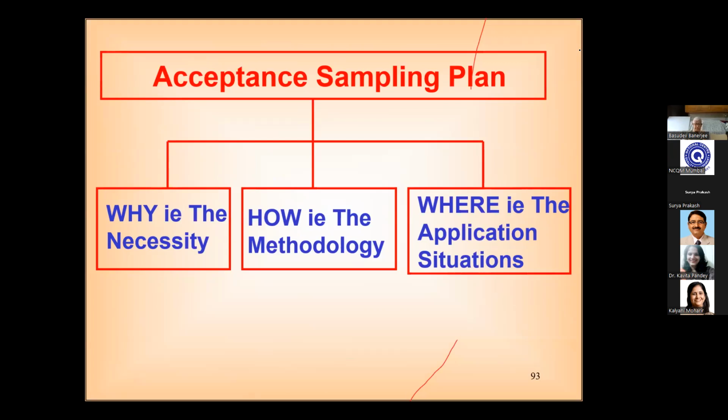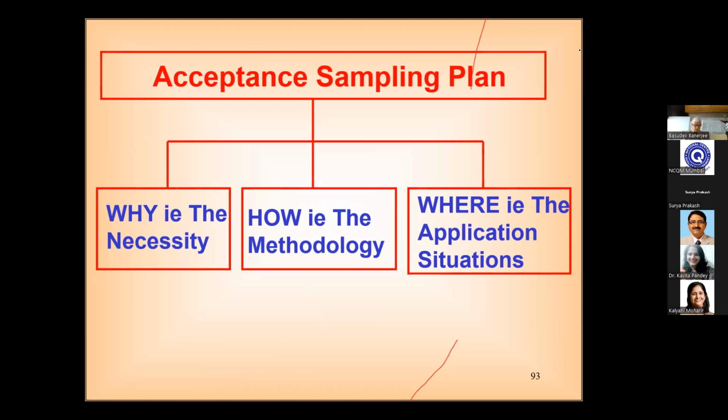Oh, okay. Now let's talk about a simple technique known as acceptance sampling plans, which we have talked about: why, how much to sample and how to sample. This was why, that is the necessity. Why did you do the sampling? How, that is the methodology, and where, that is the application situations. Okay, so this is how we go about.